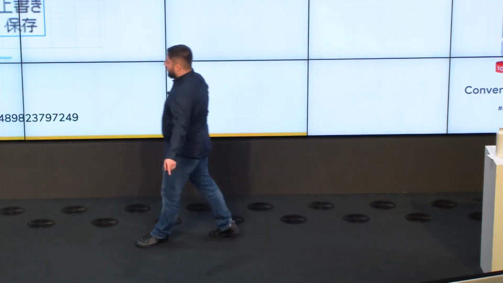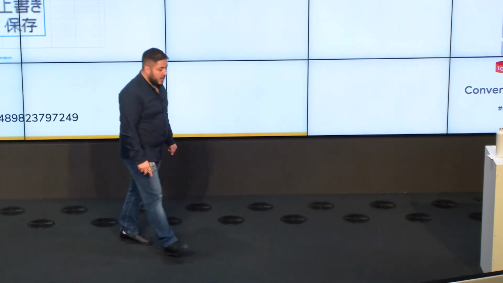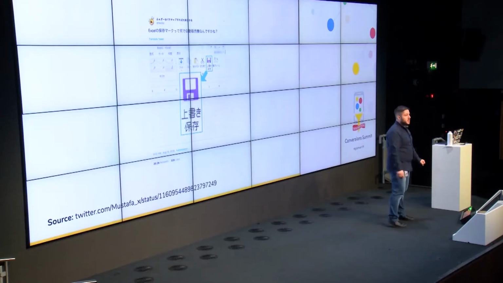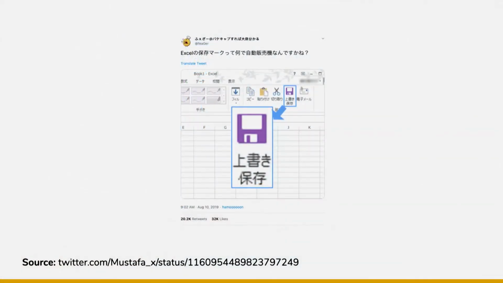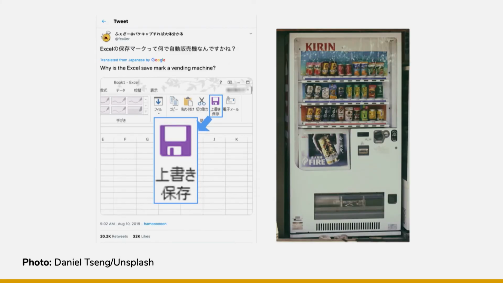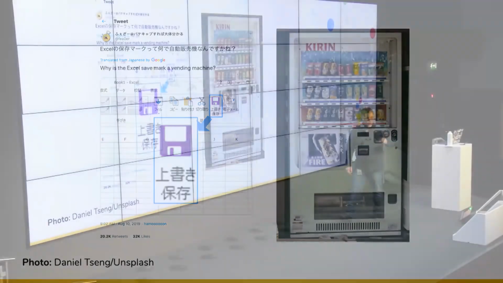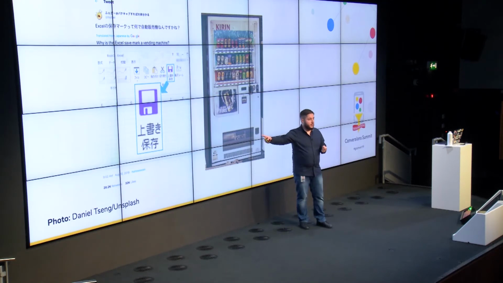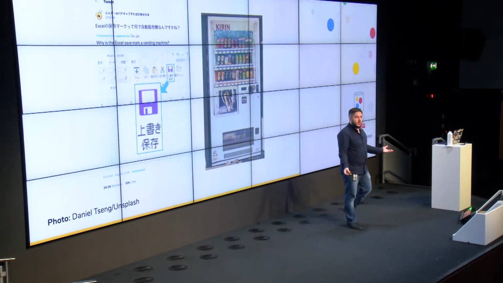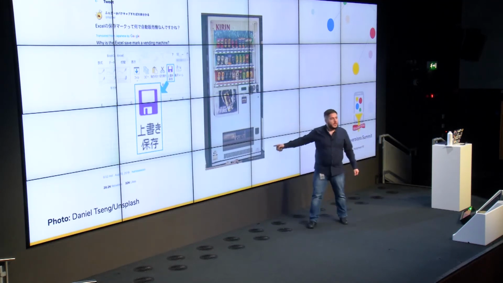This was something that happened recently. Japanese users used Excel, and they asked a very interesting question about this icon. Why is the icon of save a vending machine? That's a Japanese vending machine. The problem with using icons only is metaphors change with time. This user has never seen a floppy disk before. Which makes sense, right? So they asked, why?